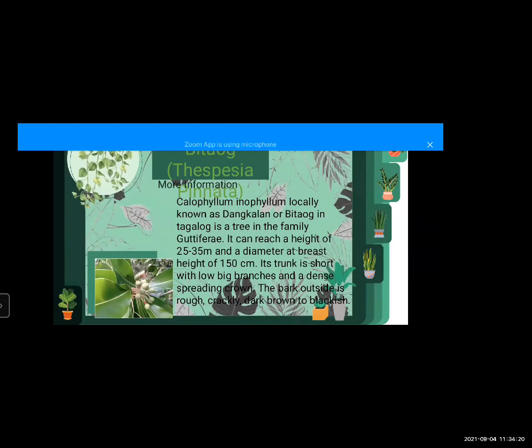More information. Calophyllum inophyllum, locally known as dangkalan or bitaog in Tagalog, is a tree in the family Guttiferae. It can reach a height of 25 to 35 meters and diameter at breast height of 150 centimeters. Its trunk is short with low big branches and a deep spreading crown. The bark outside is roughly dark brown to blackish. Next, please.